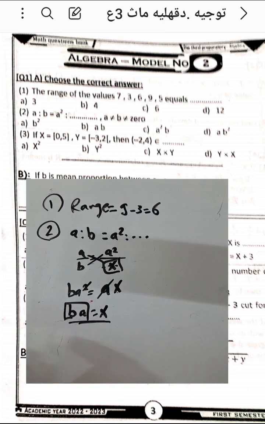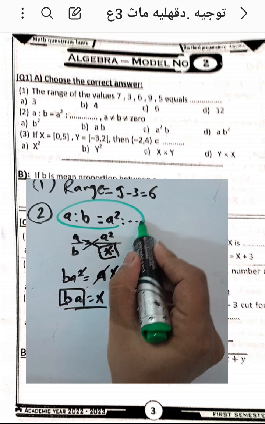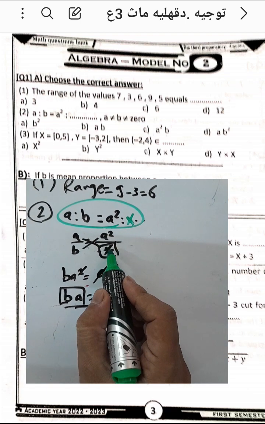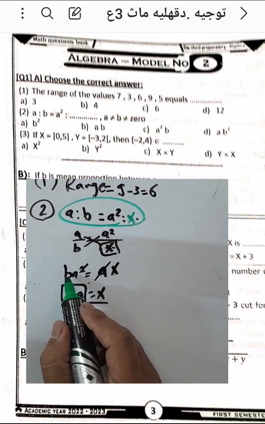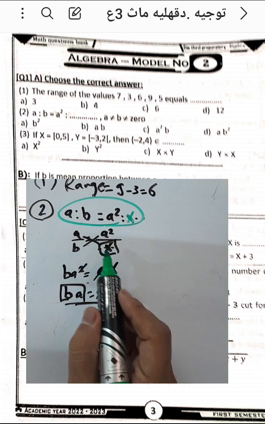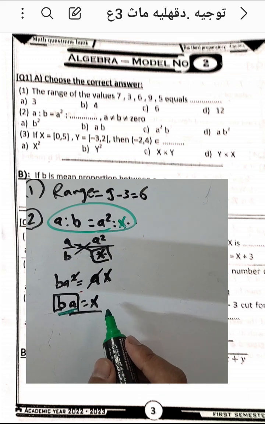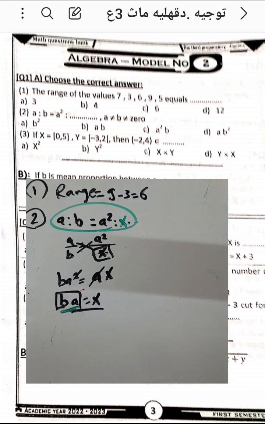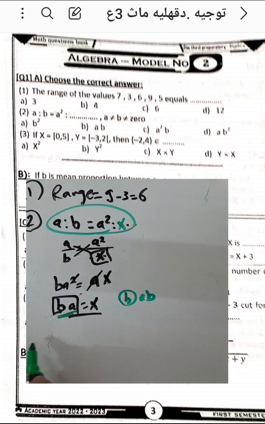Okay, we use here the rule: the product of extremes equals the product of means. Now this number, put x here, and x equals B times A power 2 over A. Okay, B times A power 2 over A will be A times B. Understood? Then we must choose BA or AB. Choose letter B, A multiplication by B.